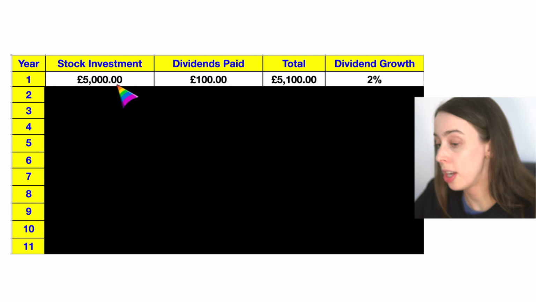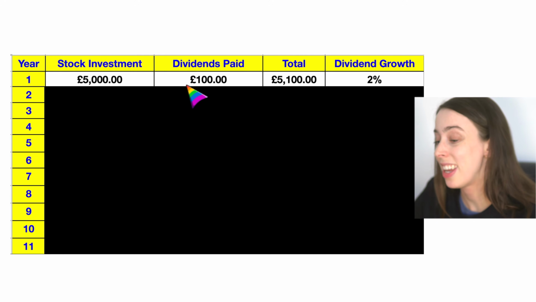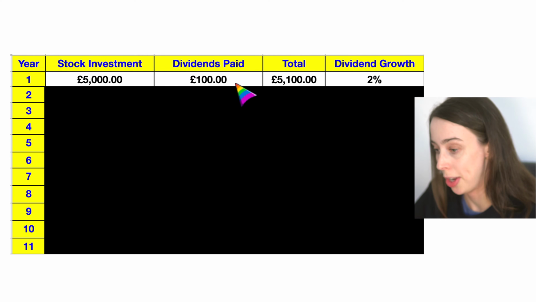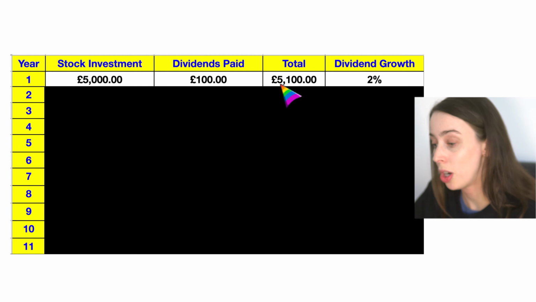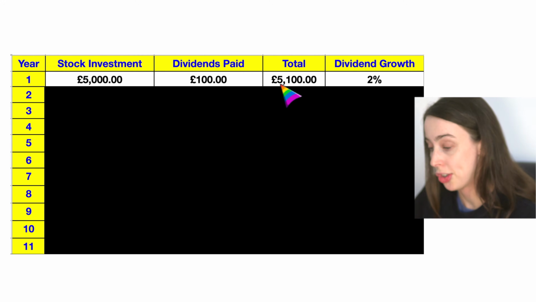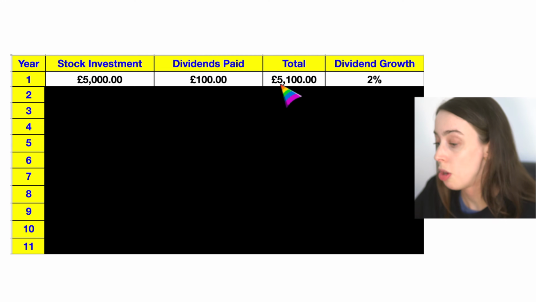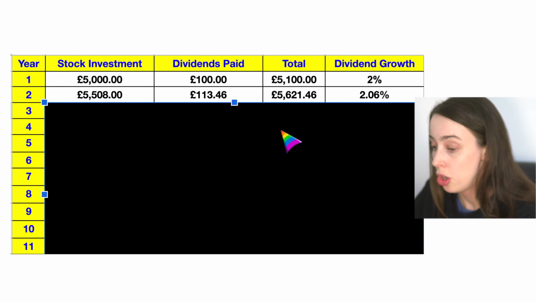So in their first year, over the first 12 months, they are going to get £100 in dividends paid from this portfolio. So at the end of the first year, they're going to get £5,100 in total in their portfolio. They put £5,000 in, they got paid £100 in dividends, they are left with £5,100. And like I said, that was assuming a 2% dividend yield.